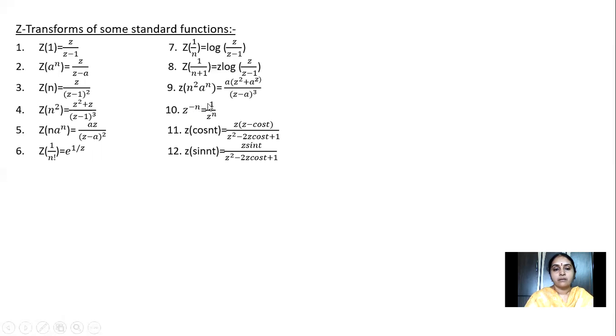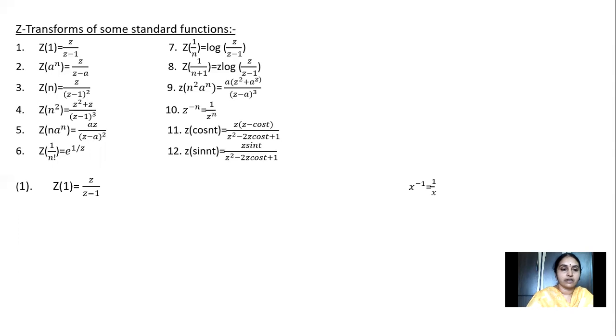Z power minus n equal to 1 by z power n. Z of cos nt equals z into z minus cos t by z square minus 2z cos t plus 1. Z of sin nt equals z sin t by z square minus 2z cos t plus 1. Both denominators are the same. Okay. Next, first we are solving all the formulas.